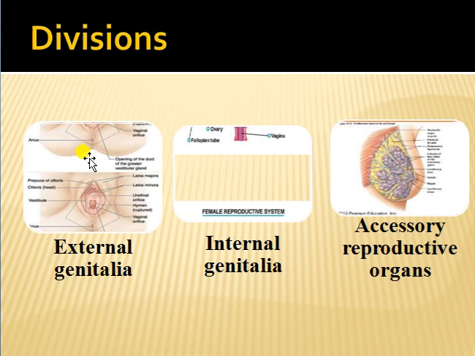Anatomically we can divide the female reproductive system into three: external genital organs, internal genital organs, and accessory reproductive organs. The external genital organs are externally visible, they are outside. The internal ones are inside. The accessory organs assist these external and internal organs.